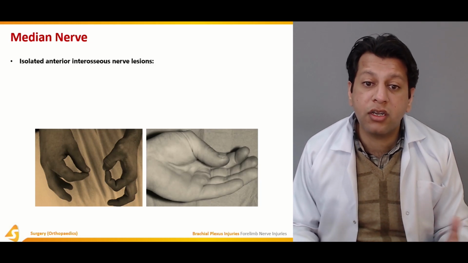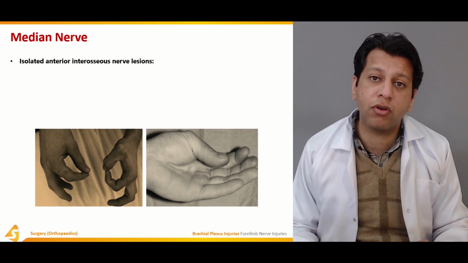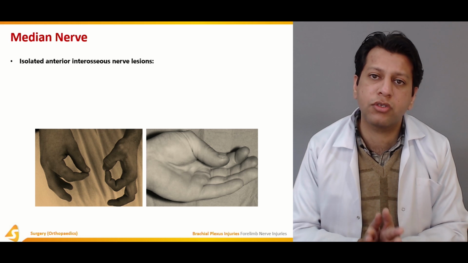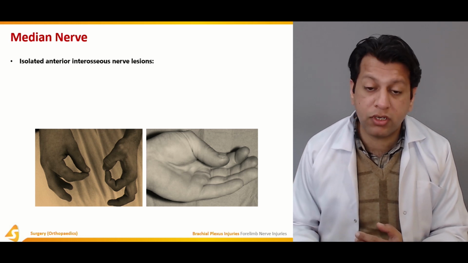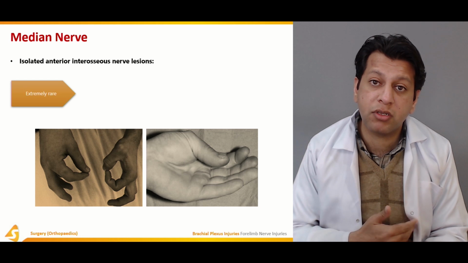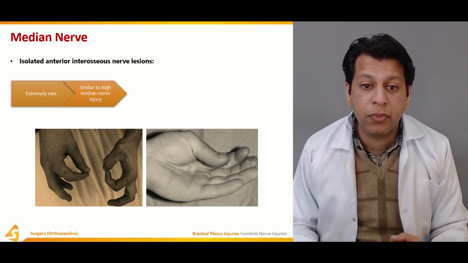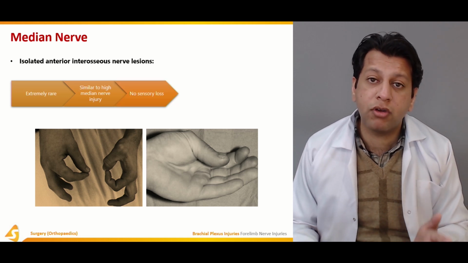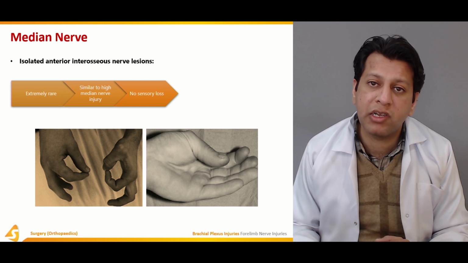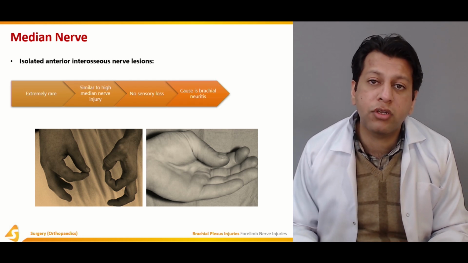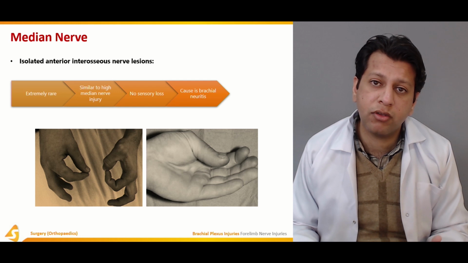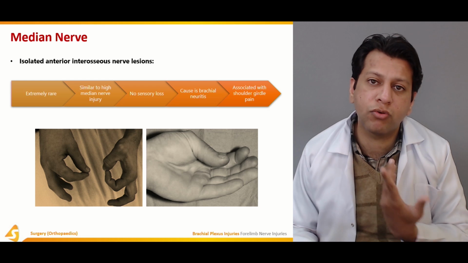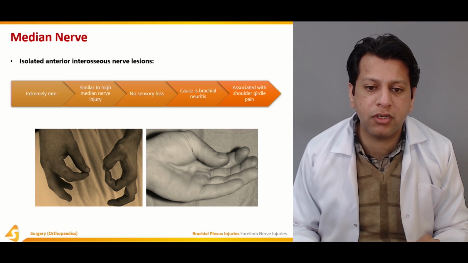If it is an isolated anterior interosseous nerve injury, the only way to diagnose it, as distinct from the median nerve, is that the isolated anterior interosseous nerve has no sensory supply. It supplies some muscles of the forearm. Its symptoms are similar to a high nerve injury, but the only difference is that there is no sensory loss. And usually the cause is brachial neuritis, which usually follows a viral infection syndrome associated with shoulder girdle pain, because the whole brachial plexus may be involved as well.